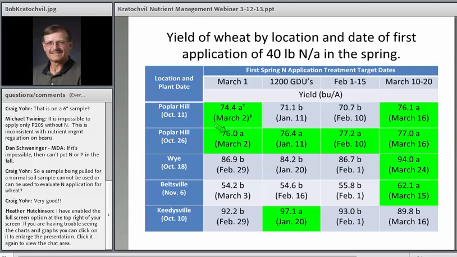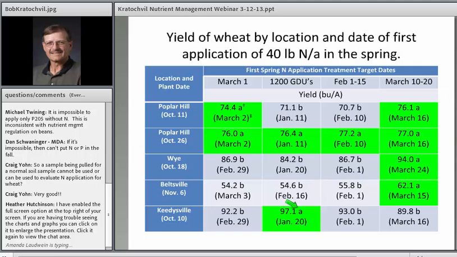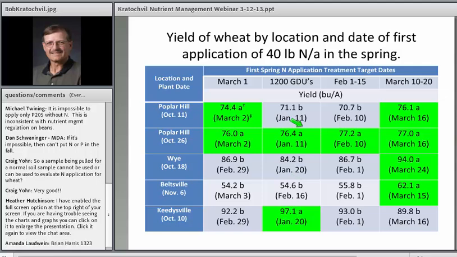For the later planted wheat at Poplar Hill, it didn't matter when the spring nitrogen, the green up nitrogen, went on. Performance was the same. At Y, we didn't get the spring nitrogen until the 24th of March, the last application, the late application, and that proved to be the best, better than the earlier applications that we had. Beltsville, our late planted wheat, again responded to a late application of spring nitrogen. Keedysville was the only location that responded to the spring nitrogen application based upon 1200 GDU accumulation.